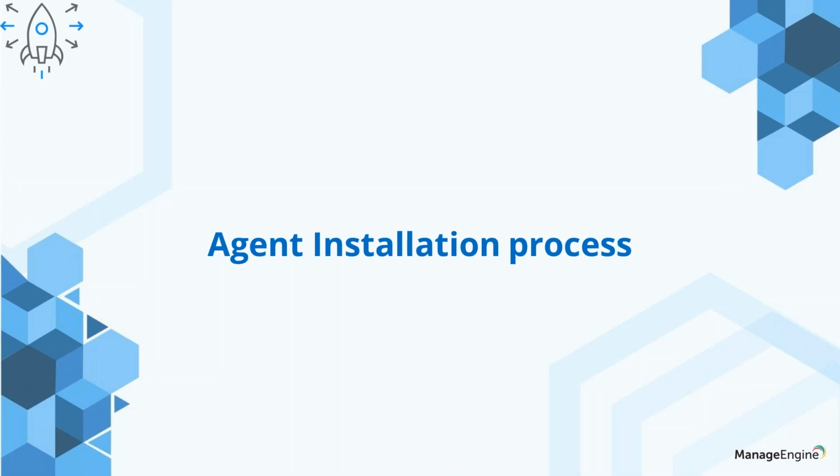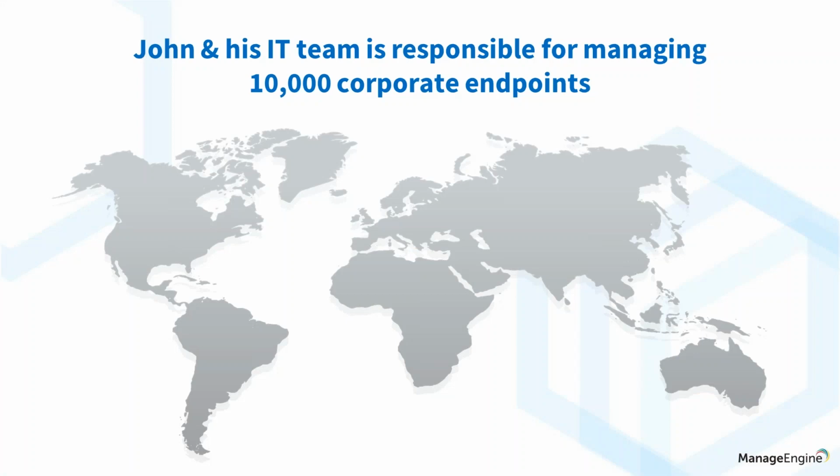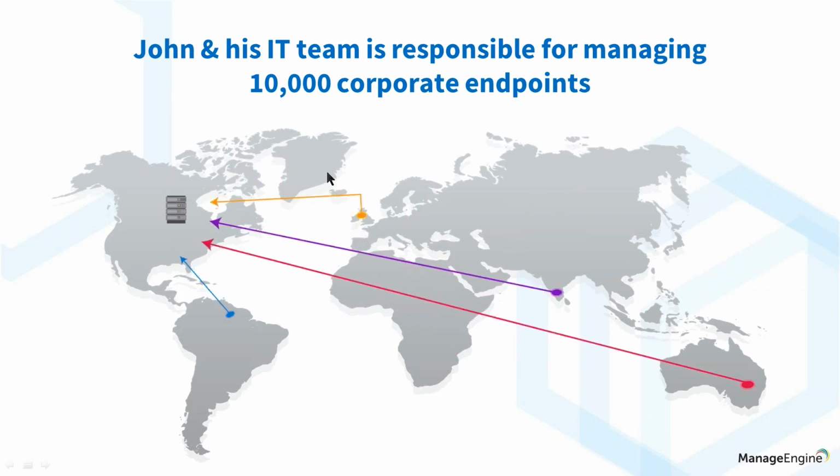Let me go through the agent installation process of the machines in the local area network and wide area network. Consider myself as John, and my IT team is responsible for managing 10,000 corporate endpoints, which are segregated over the globe. I have a head office in Dallas, which has around 3,000 endpoints. And I have remote offices in London, Chennai, Bogota, as well as in Sydney.